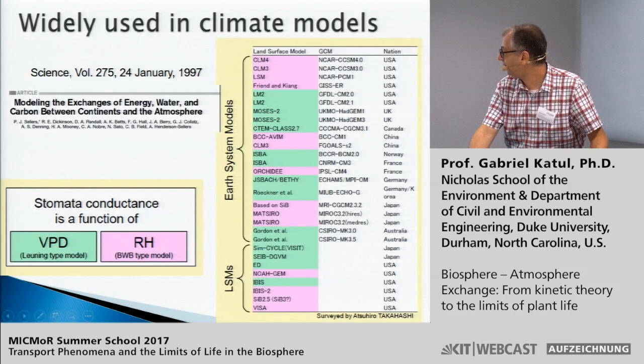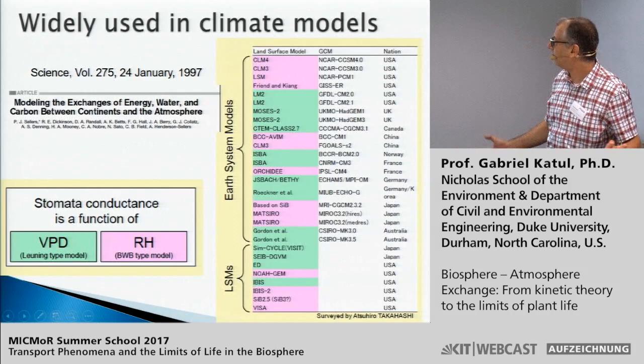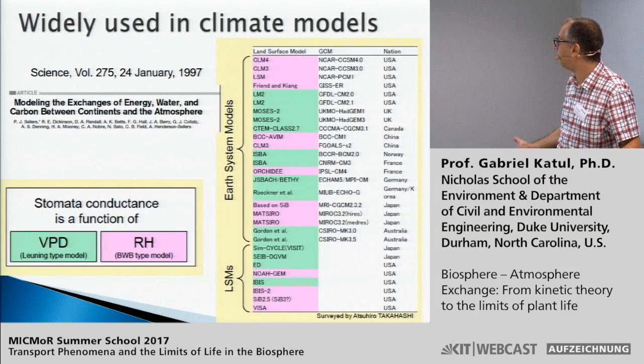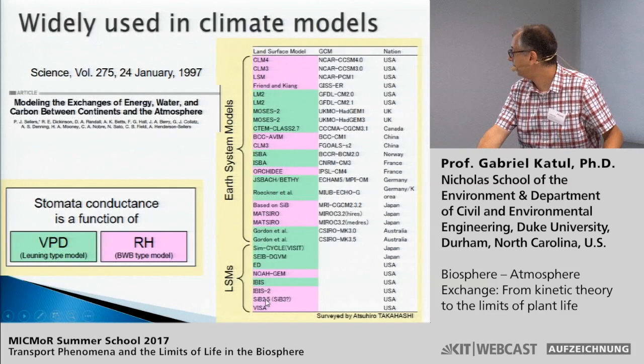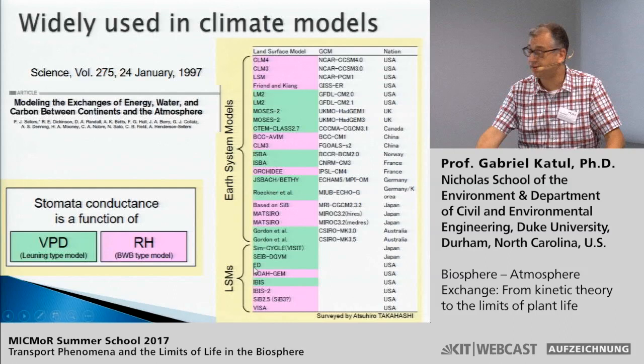And in fact, Takahashi did a nice survey where he took all the Earth system models and the land surface models and tried to characterize how they are actually describing their stomatal conductance. The ones colored purple are based on relative humidity, whereas the ones in somewhat green are based on the Leuning approximation. So you could see that the majority of these models are in use. They are quite popular. And so those closure assumptions are quite useful.